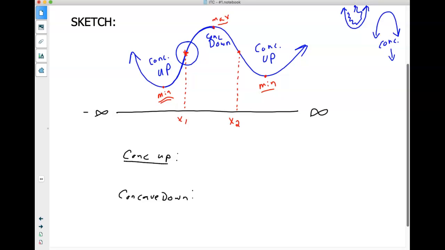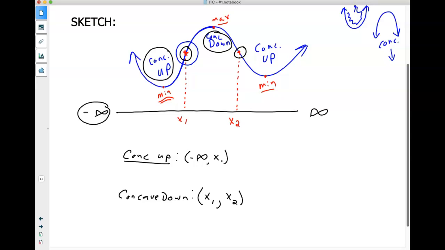But if I'm looking at concave up, I can see I'm concave up beginning at negative infinity, all the way up to this point right there, x sub 1, and then when I get to the right side of x sub 1, now I'm concave down. So I'm concave down from x sub 1, right to that next point of inflection at x sub 2. And as soon as I get to the right side of that x sub 2, check it out, it's concave up. So I'm in union with x sub 2 out to positive infinity or until the end.